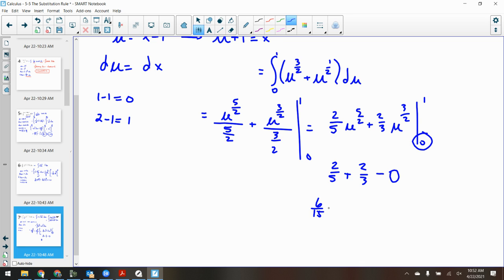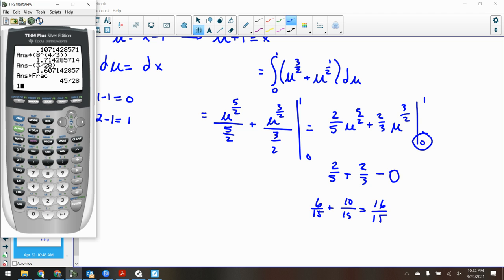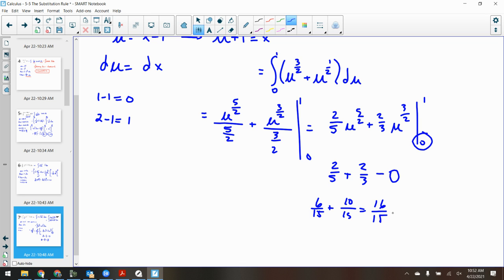6/15 plus 10/15. That's 16/15. Nice job. Proud of you. 16/15, which is, in other words, 1.06 repeating. Full disclosure, I had 1.06 repeating. I didn't actually do it.